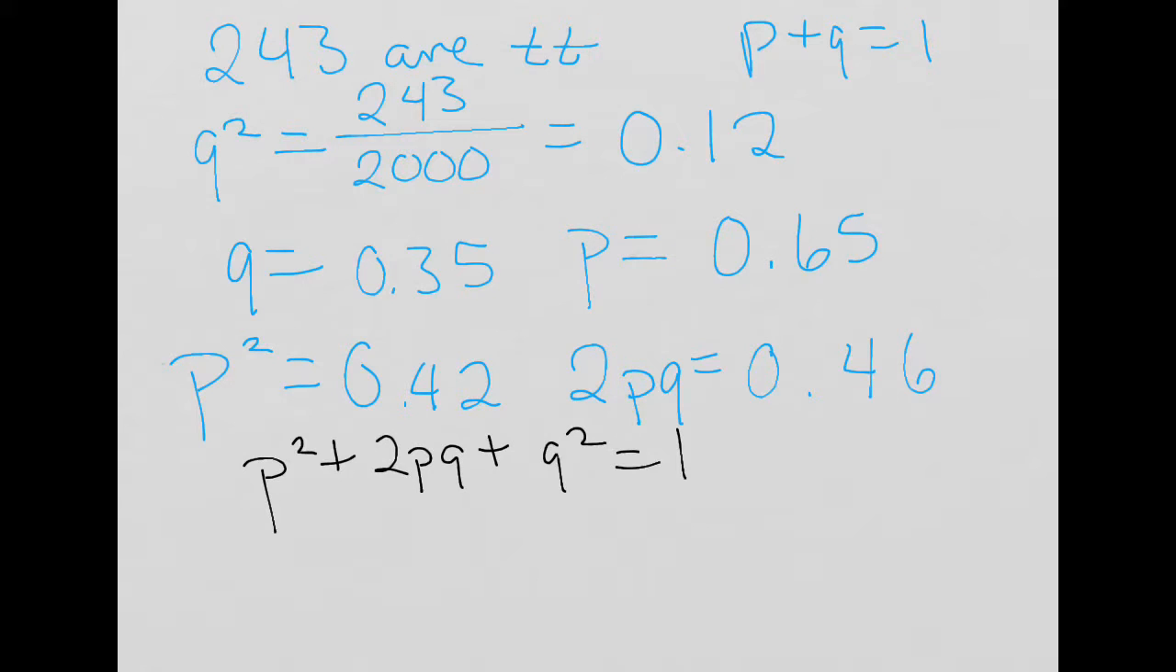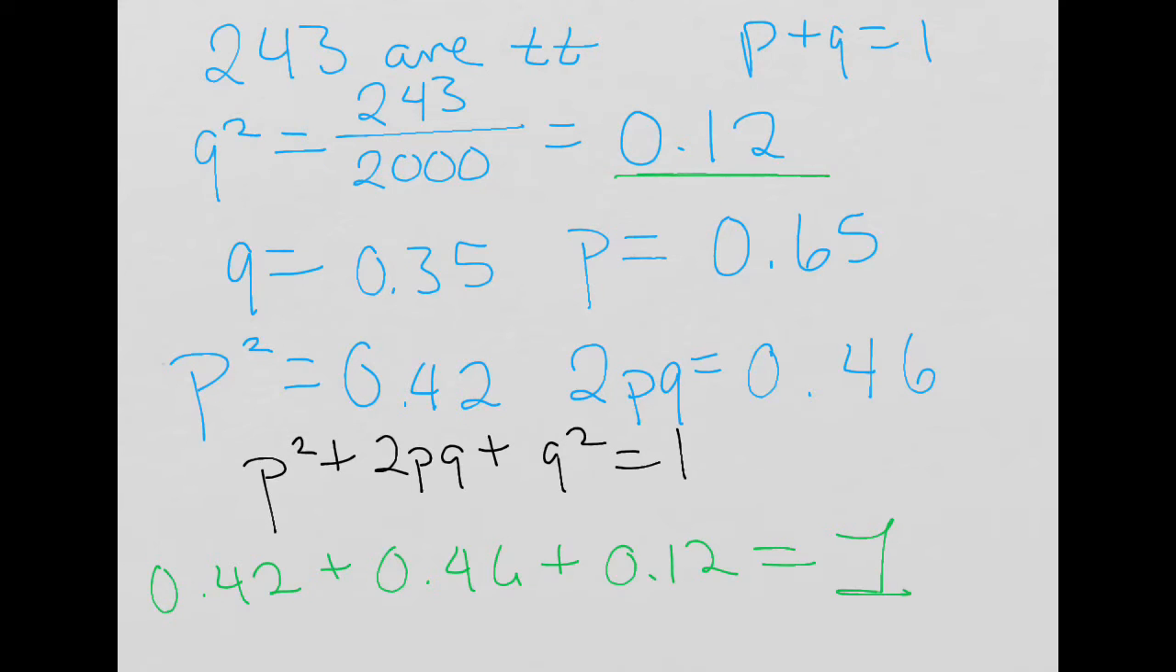And so again, checking my work here, I know because P squared plus 2PQ plus Q squared is equal to 1, I have 0.42 plus 0.46 plus 0.12, which is equal to 1. So I have found the frequency of the homozygous dominant genotype, the homozygous recessive genotype, the recessive allele, the dominant allele, and the heterozygous genotype.